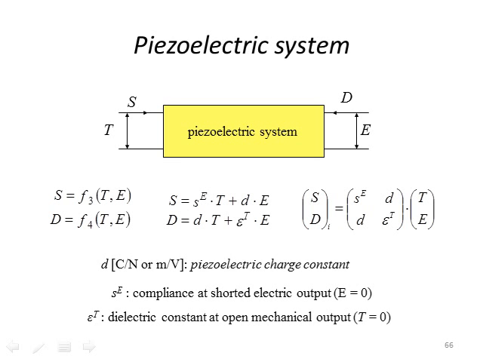So S is equal to S^E T plus d times the electric field E. Dielectric displacement now is d times the stress plus this epsilon^T times the electric field, putting this into matrix format. Then we see d is our piezoelectric charge constant, S^E is compliance at a shorted output, and epsilon^T is its dielectric constant at an open mechanical output, T equals 0.